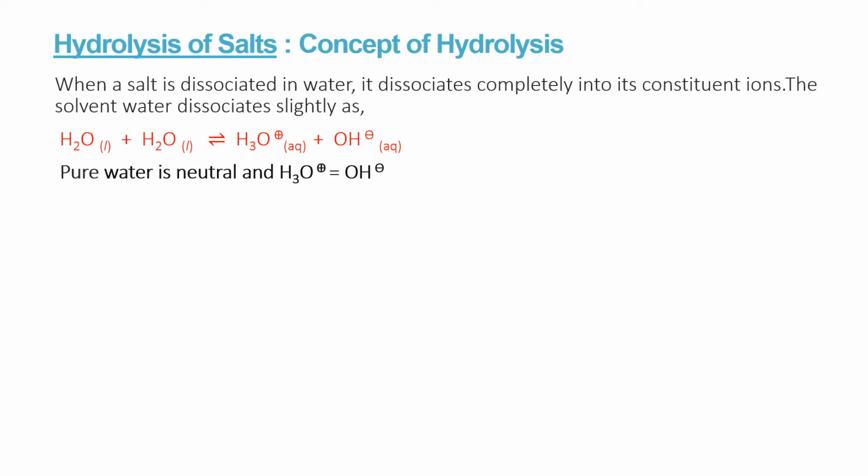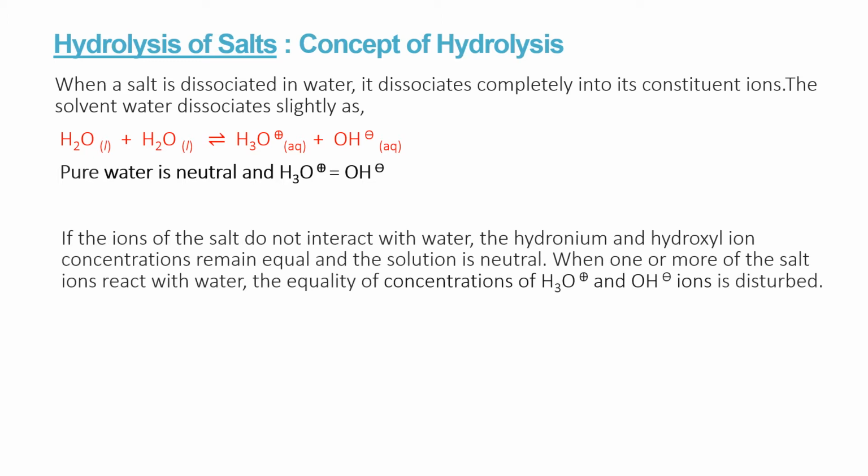Now in case of pure water, the concentrations of both the species, that is your H3O+ as well as OH- ion, are equal. So that's why pure water is neutral. Okay. Now if the ions of a salt, means salt is made up of ions, that is cation and anion, if they don't react with the water molecule, so now what happens?